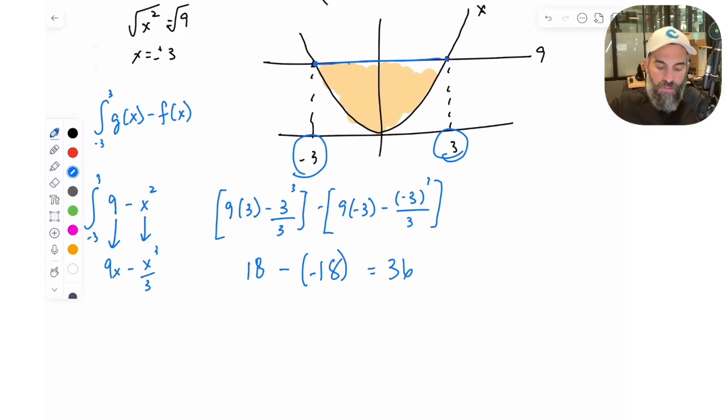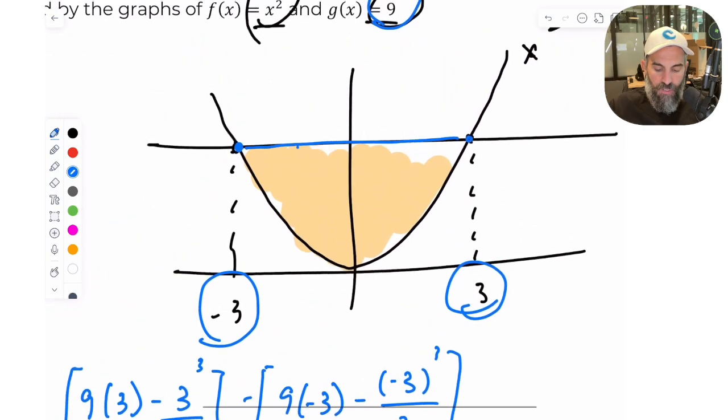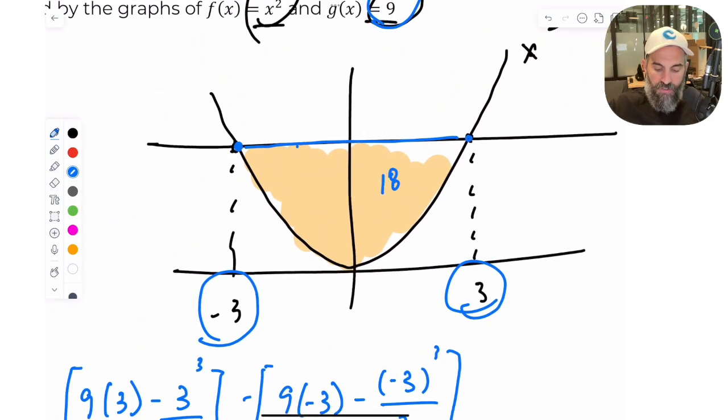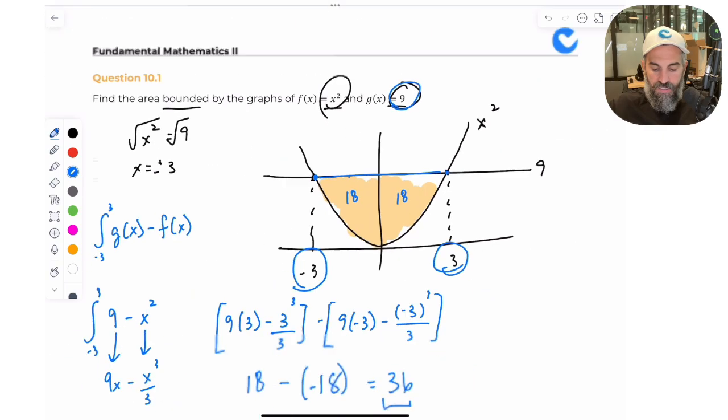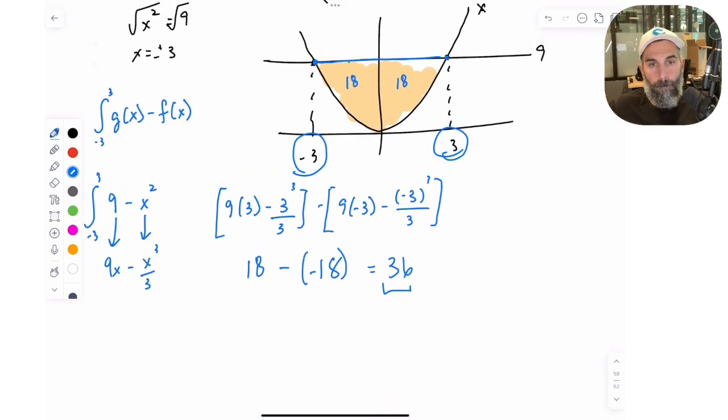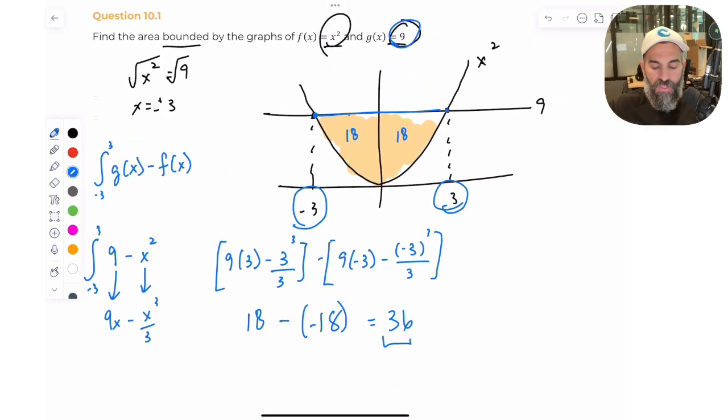The area is 36. If ever you get a negative final answer, it generally means you made a mistake in setting it up. You shouldn't have a negative area. I got a positive area here of 36. Since this looks pretty symmetrical, it basically is telling me that the area here is 18 and the area here is 18. Okay, that little fact doesn't actually matter. This is what we care about.